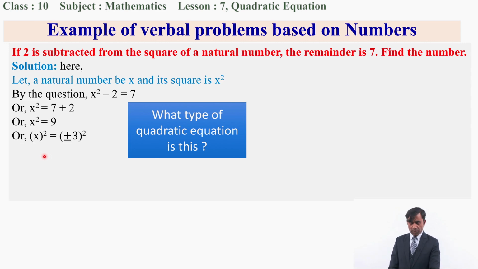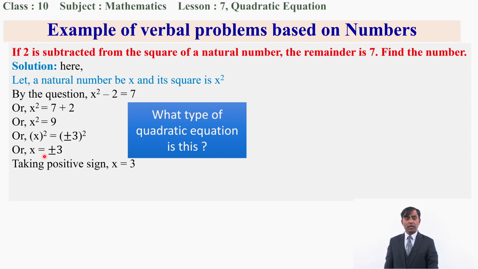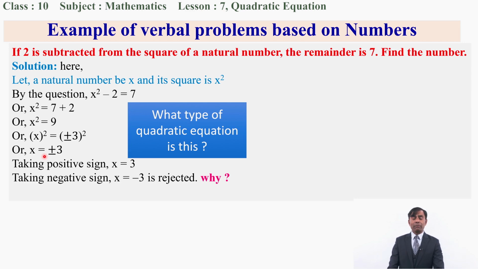After this, by solving it with the completing square method, taking the positive sign, x is equal to 3. Taking the negative sign, x is equal to minus 3. Minus 3 is rejected. Why? Can you tell me why x is equal to minus 3 is not accepted here? Yes, because we are talking about a natural number. A natural number never becomes negative. It starts from 1, 2, 3, and so on. So negative 3 is rejected. The required number is 3.